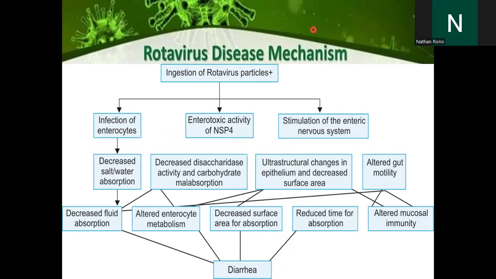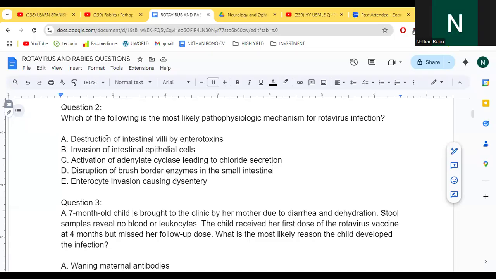Now, from that explanation, we rule out A, the destruction of the intestinal villi. So we're not destroying the villi, we're destroying the enterocytes. Invasion of intestinal epithelial cells. We said, if anywhere you see the word invasion, to invade means you go inside something. And when you invade the epithelial cells, we expect blood must be produced. And we know that rotavirus is non-bloody or watery. So B is wrong.